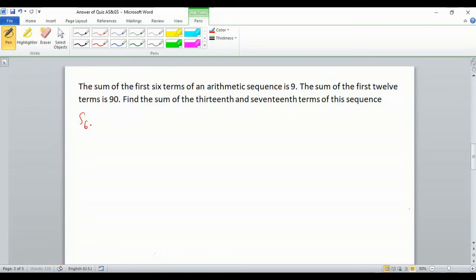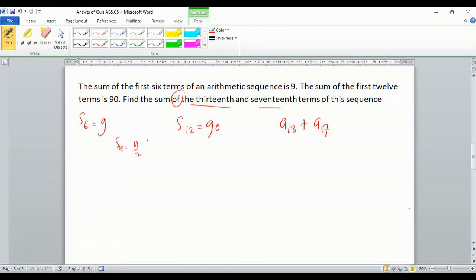Okay, the sum of the first 6 terms of an arithmetic sequence is 9, so S6 equals 9, and the sum of the first 12 terms is 90. You need to find the sum of the 13th and 17th terms because they don't have the first term, in the first of the 13. So this one is a13 plus a17, everyone. So we know that Sn, the value is n over 2 times 2a1 plus n minus 1 times d, right?